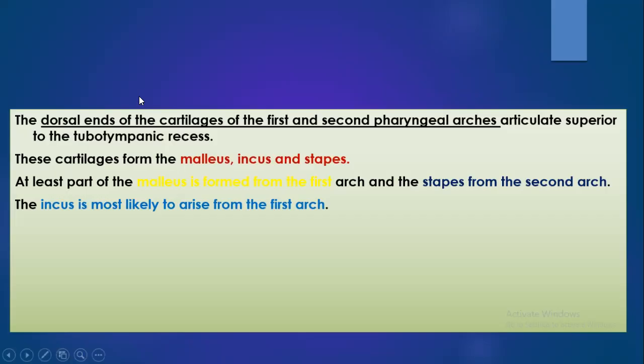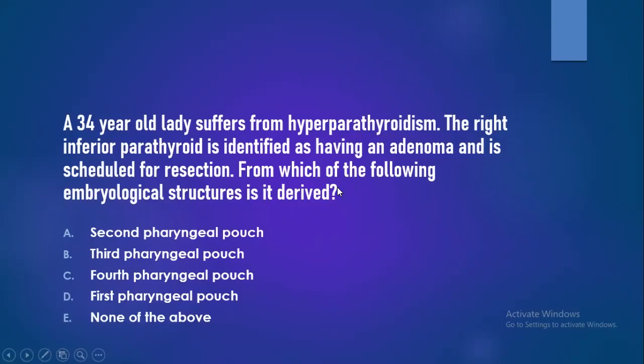The dorsal end of the cartilage of the first and second pharyngeal arch articulates superior to the tubotympanic recess. The cartilage forms the malleus, incus, and stapes. At least the malleus is formed from the first arch, the stapes from the second arch. The incus is most likely from the first arch. So the incus and malleus are from the first arch and the stapes from the second one.